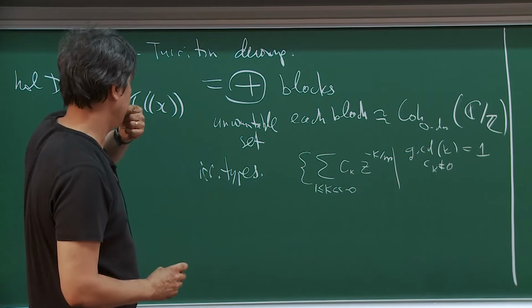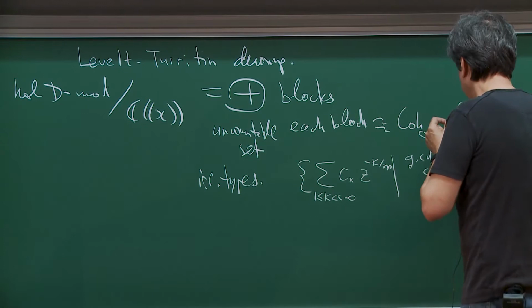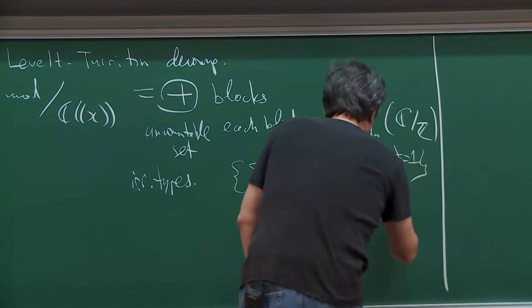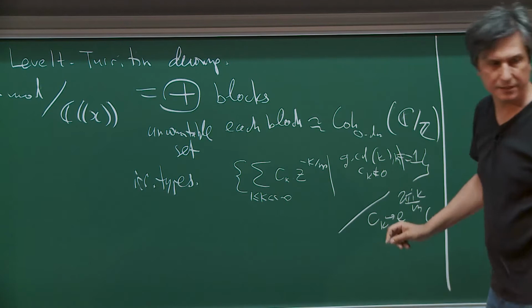Wait a second, what do I mean? You cannot... the gcd of k and m is equal to 1. You cannot divide by a common factor, and you mod out by cyclic group action, c_k goes to exponent 2 pi i k over m times c_k. You can see the cyclic mod out by free group action, so different branches of the same functions.